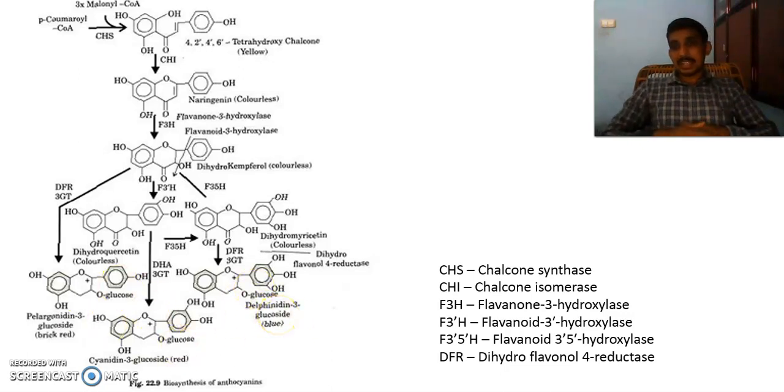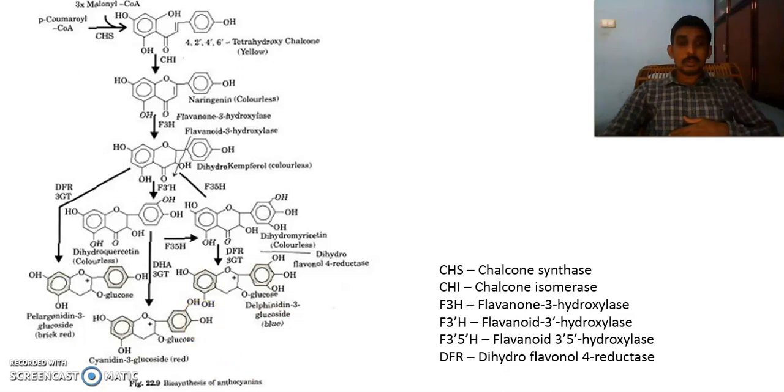You can see CHS, chalcone synthase, chalcone isomerase, flavanone 3-hydroxylase, flavonoid 3' hydroxylase, flavonoid 3',5'-dihydroxylase, and dihydroflavanol 4 reductase. These are the main biosynthetic enzymes which are responsible for the production of flavonoid.